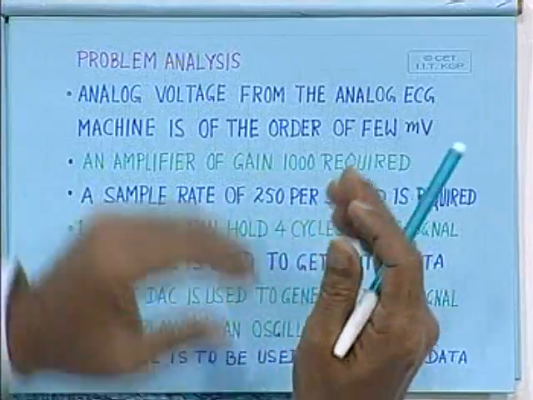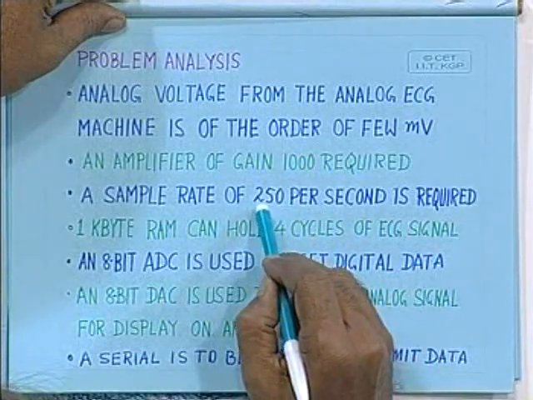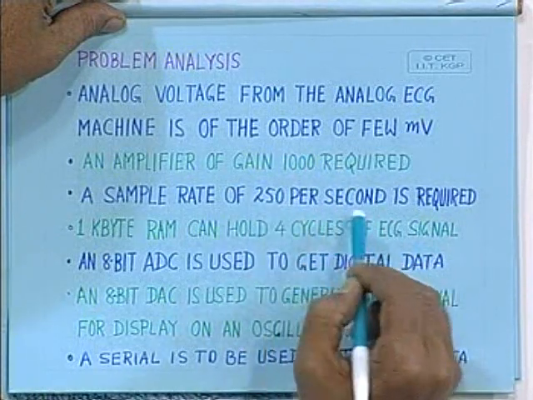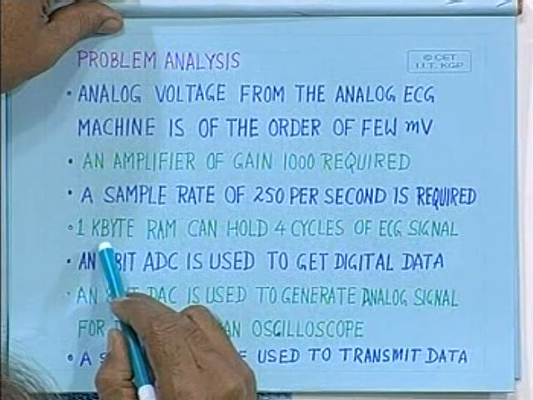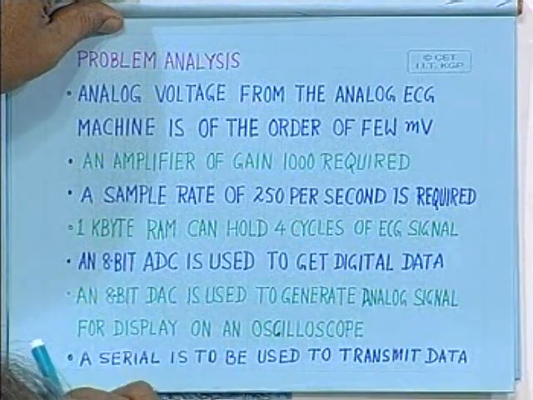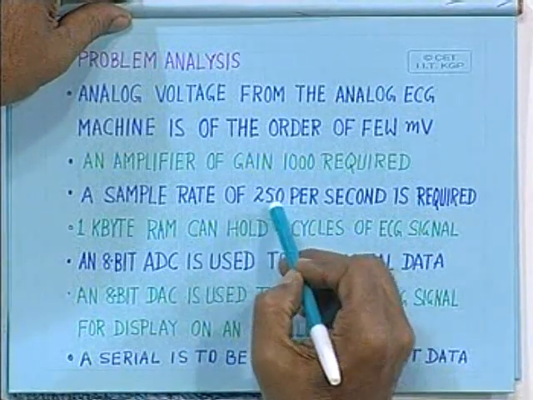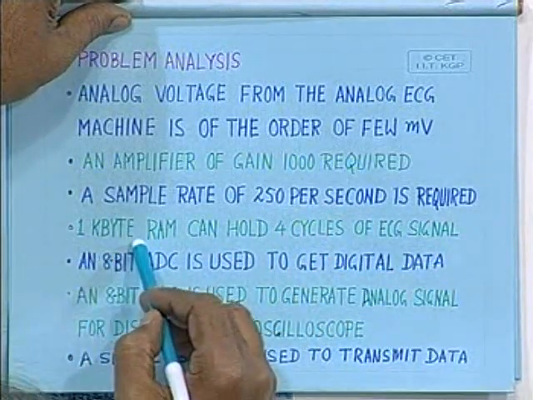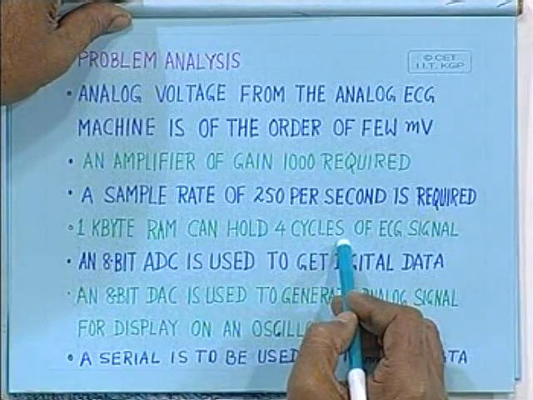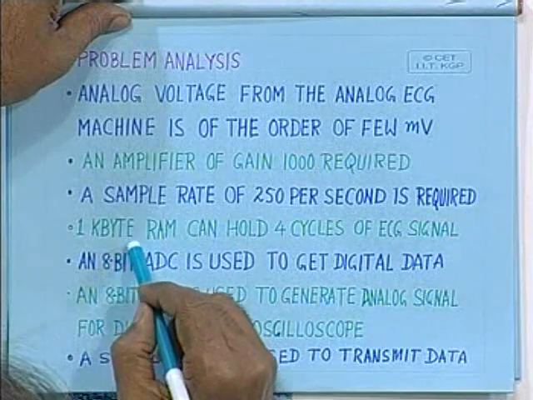Second point is, for ECG signals, the sample rate that is suggested is about 250 per second. That means we have to sample the ECG signal at the rate of 250 per second. That is the recommended sample rate suggested. And we want to hold 4 cycles of ECG signal. And for that purpose, you will require about 1 kilobyte of data. Assuming that the pulse rate of a standard normal person is 72 pulses per minute, from that we can arrive at this formula. If we sample at the rate of 250 per second, then you will get about 1 kilobyte of data to hold 4 cycles, and that will be stored in 1 kilobyte.